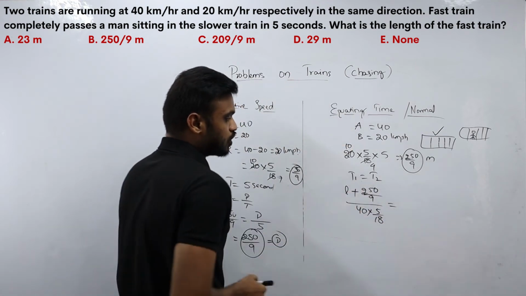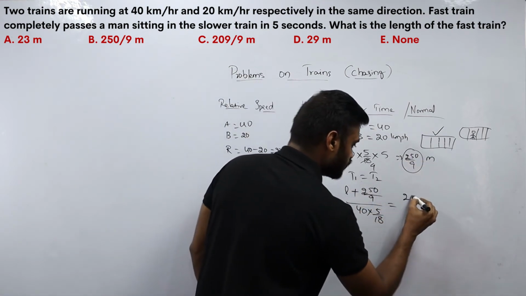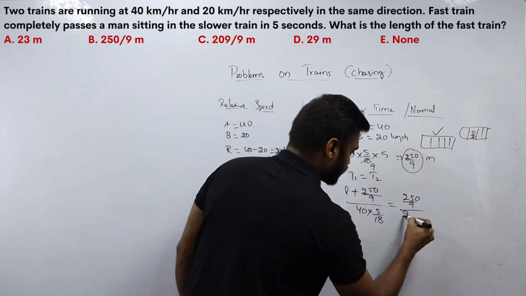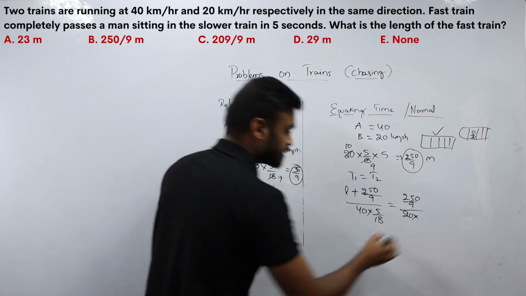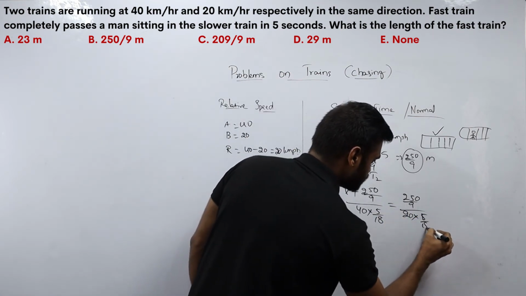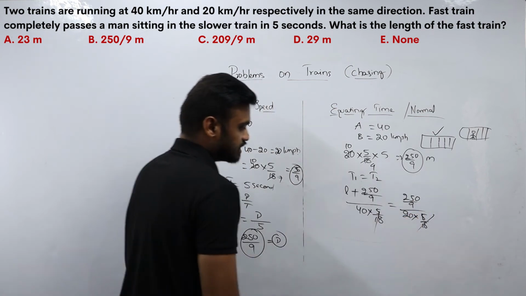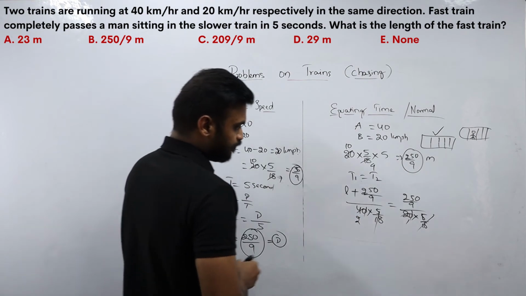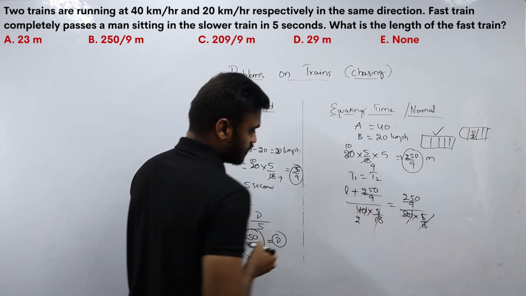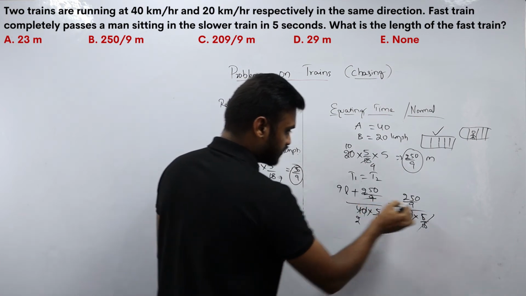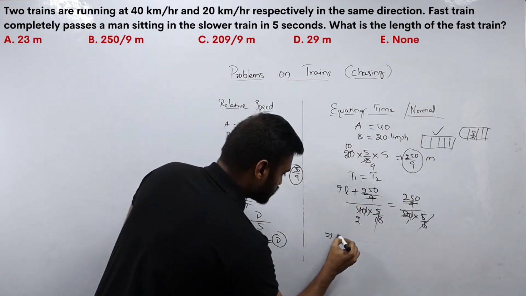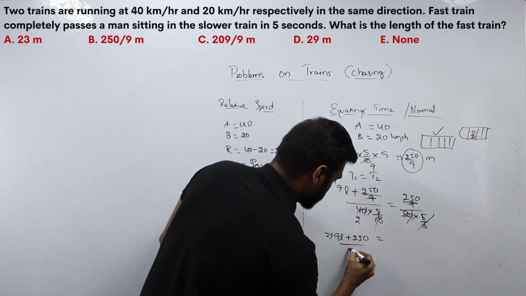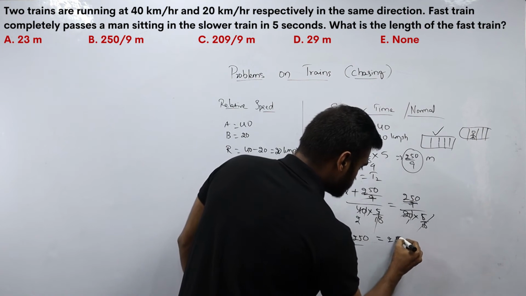In the same way, what is the total distance covered by the slower train? That is 250 by 9, divided by the total speed of the slower train, that is 20 km per hour. We need to convert this into meters per second, into 5 by 18. Okay, 5 by 18 and 5 by 18 will be cancelled, and 0 0 will be cancelled, 2 1s are 2, 2 2s are 4. Also the LCM of 9 will be 9 here, so we will get 9L, and 9 and 9 will be cancelled. So we will get 9L plus 250, divided by 2, equal to 250.